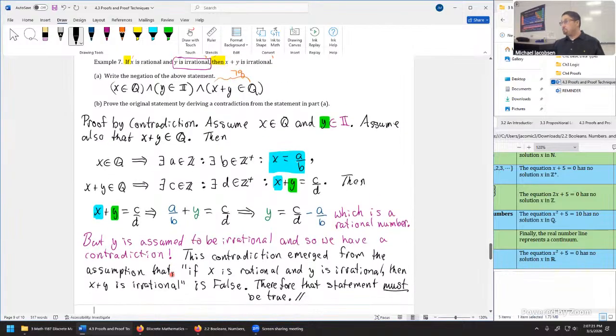Well, any questions at all, folks, on the run through with that first contradiction or proof by contradiction method?